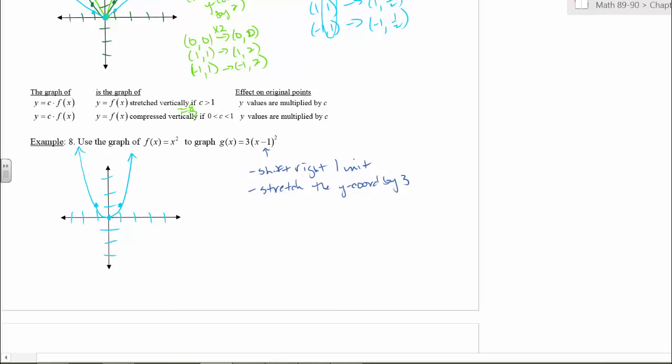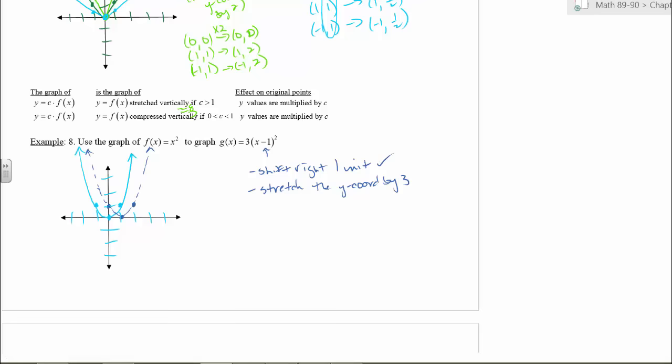So I'm going to shift right 1 unit. So 0, 0 goes to 1, 0. Negative 1, 1 goes to 0, 1. And I'm just moving everything over right 1 unit. And I'm going to draw that as a dashed graph because I still have to. So that's done. Now I have to stretch the y coordinates by 3.